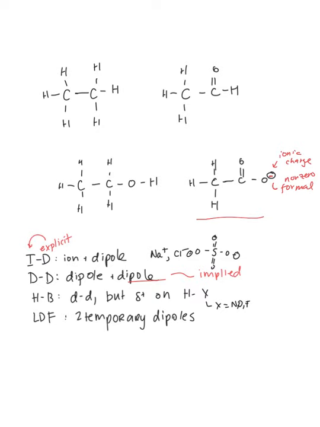However, a carbon and oxygen bond is polar. Oxygen is more electronegative than carbon, so that oxygen is going to pull the electron density towards itself, away from that carbon, and we draw that with a dipole arrow. We can also represent that with a partial negative on the oxygen and a partial positive on the carbon.